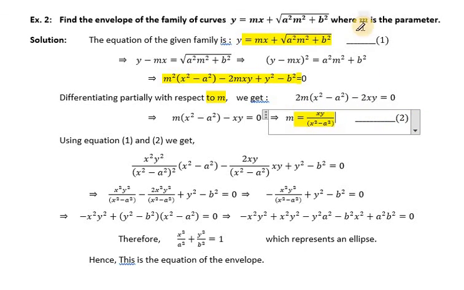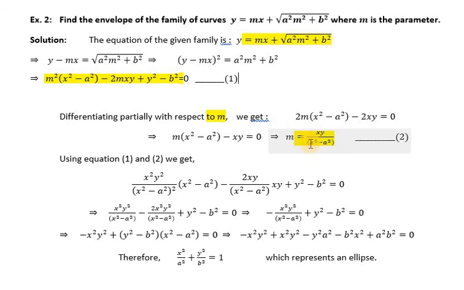Now by using the equation 1 and 2, 1 is the given equation, that is y is equal to mx plus root of a square m square plus b square, and the m is the second equation after differentiating with respect to m we got. So substitute for m, xy by x square minus a square, in the equation 1. So we get x square y square by x square minus a square whole square into x square minus a square minus 2xy by x square minus a square into xy plus y square minus b square is equal to 0. Now simplify this equation.